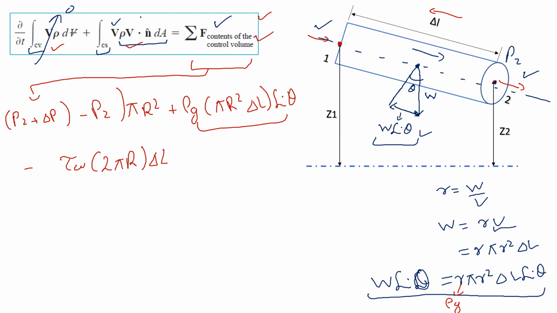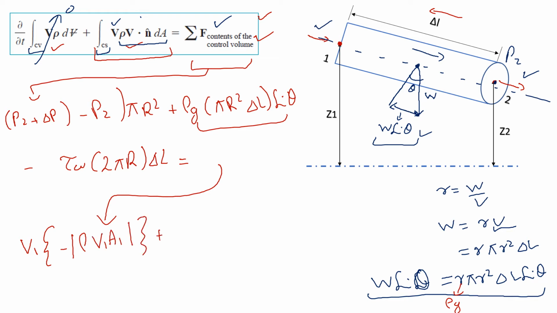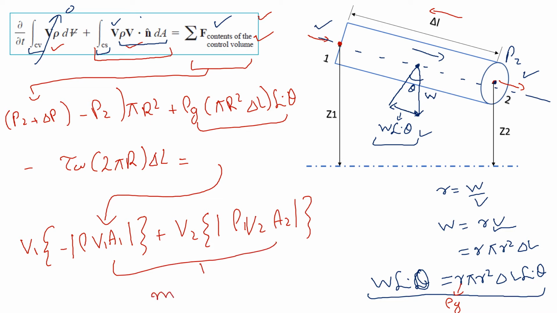Then on the right hand side we will write the control surface term. This is the left hand side, and this is the right hand side. On the right hand side, we will write the control surface terms, and they will come out to be minus rho V1 A1 plus rho V2 A2, times their velocities, and we can also write this as m dot times V2 minus V1.